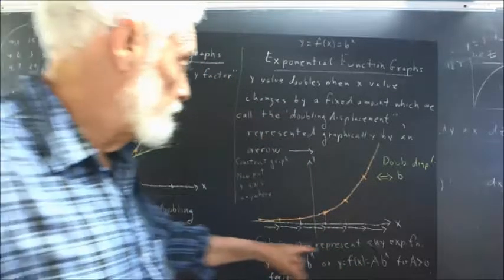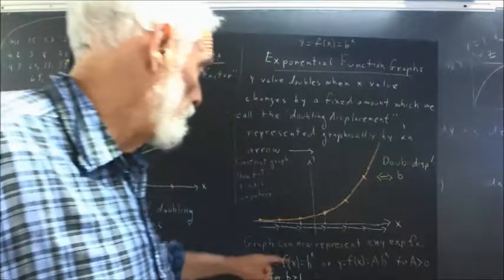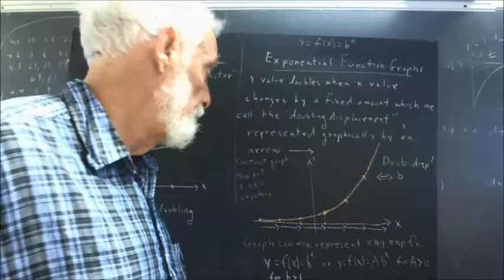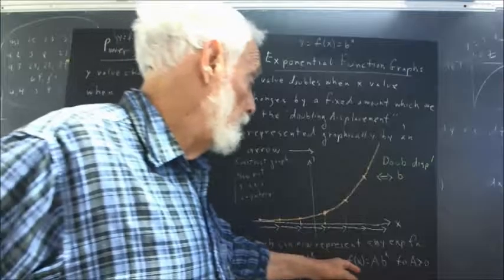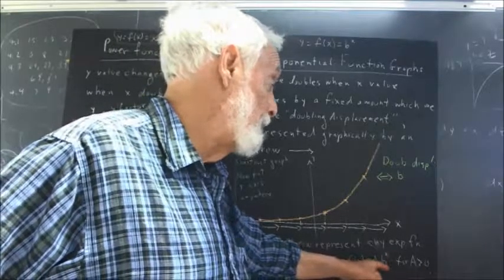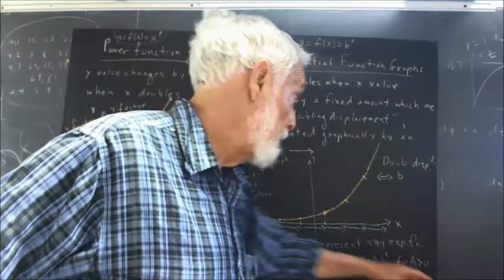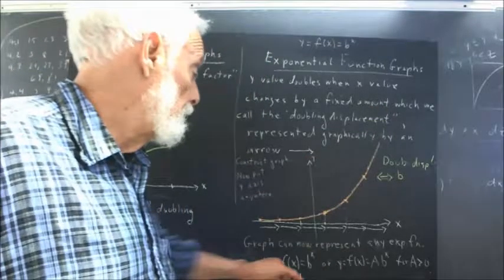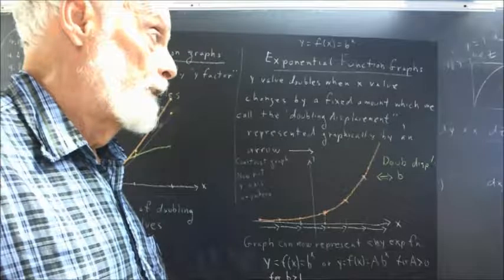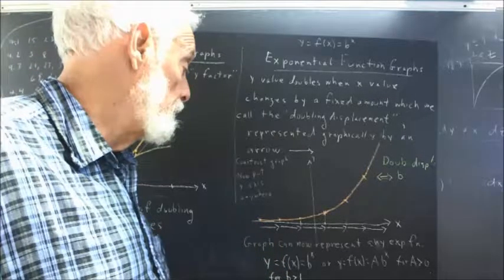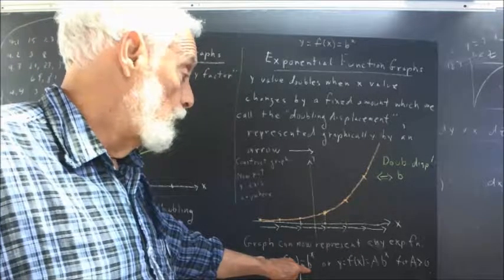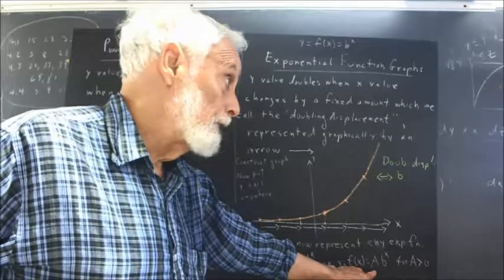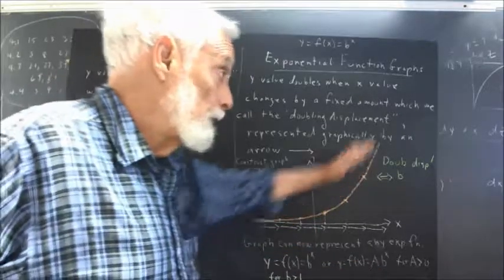Now the graph can represent any exponential function y equals f of x equals b to the x, or even y equals f of x equals a times b to the x, as long as a is positive, because all the y values here are positive, as long as b is greater than 1. Okay? So any exponential function at all, with b greater than 1, even if you have a positive number in front of it, can be represented by this graph.